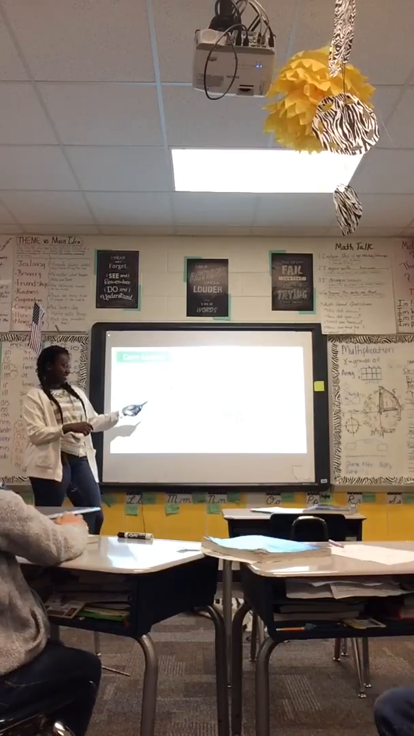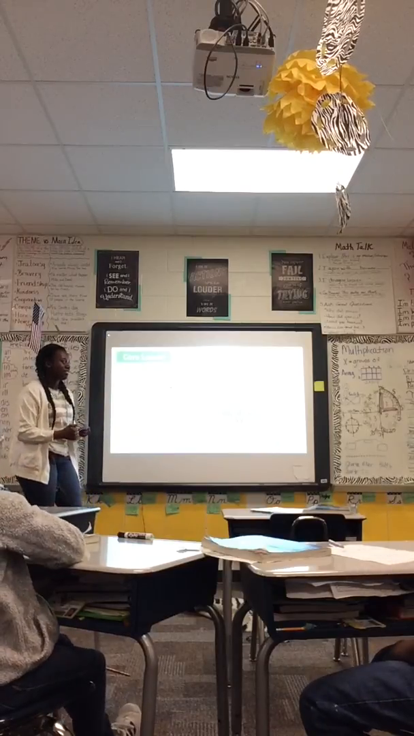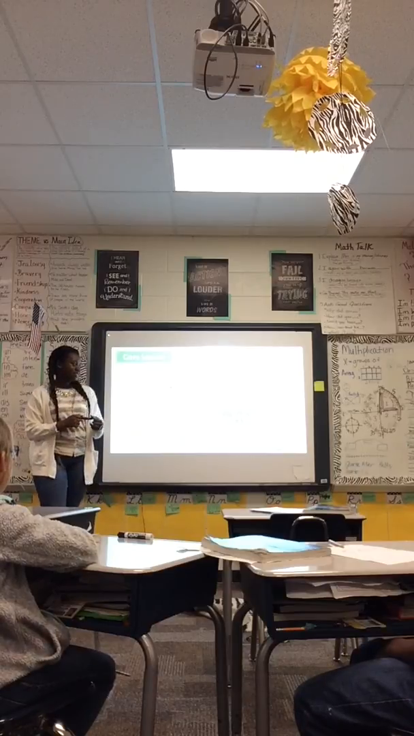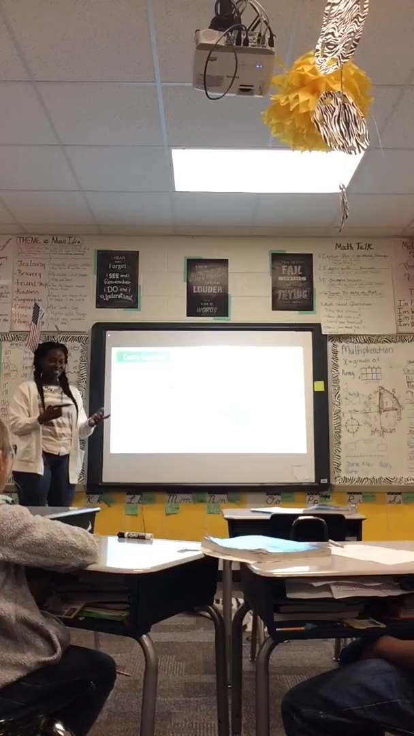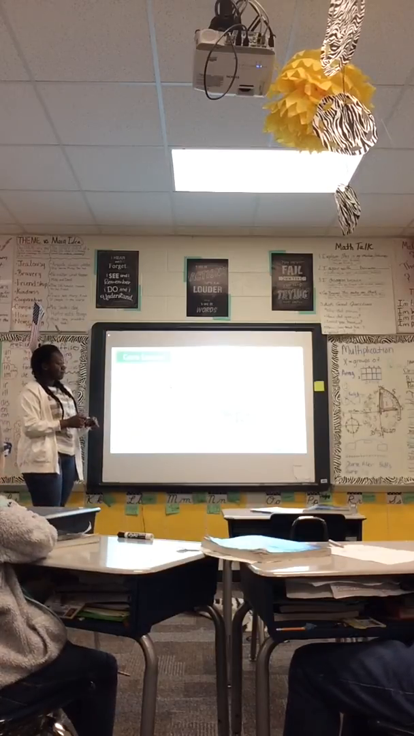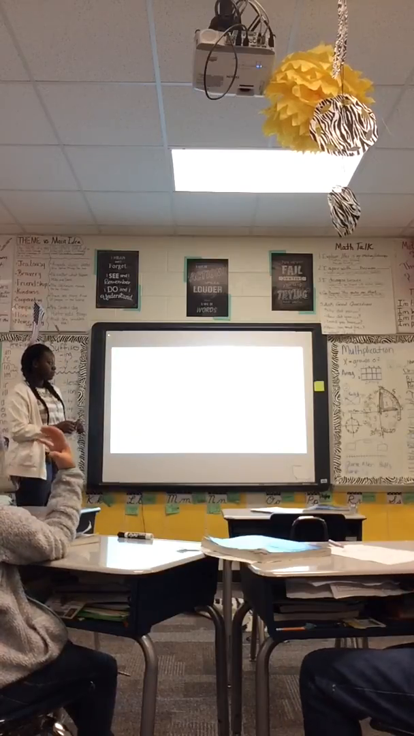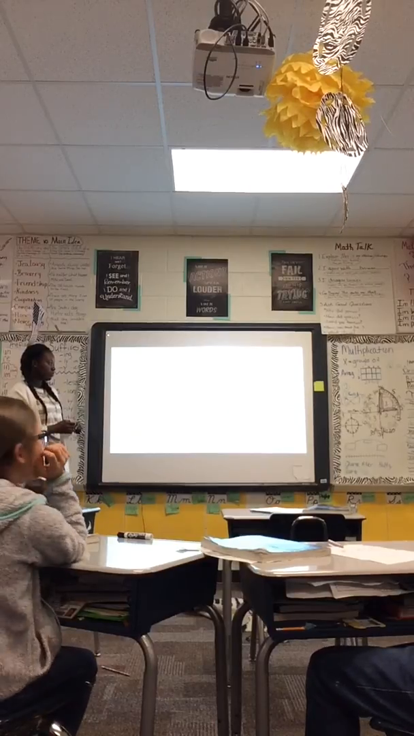Now we have to add the weight of all the weights. We have 100 and 2 tens, which is 20, and 2. That's 122 grams. So the mass of this baseball is 122 grams. In this lesson, you have learned how to find the mass of an object by using a balance scale.